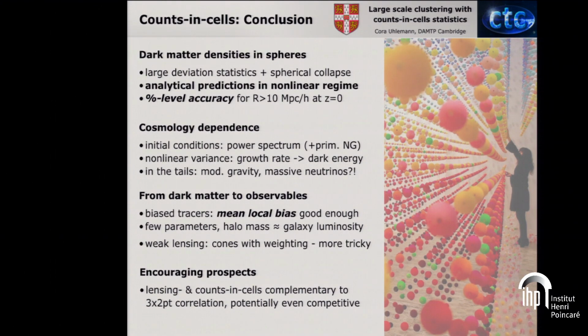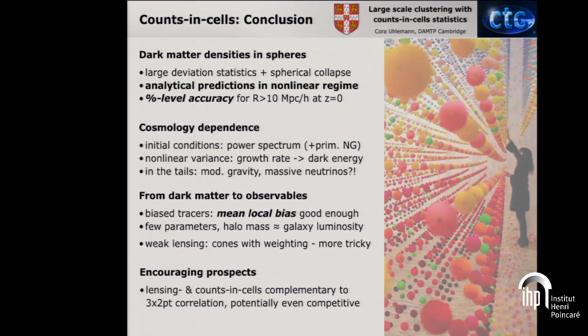I hope I convinced you that counts and cell statistics are interesting and actually one playground where we can really take advantage of the nonlinear solution of spherical collapse to get percent accurate predictions for densities in spheres above 10 megaparsec. And that's quite remarkable because it's really an analytical theory. So then we of course need to assess what is the cosmology dependence, and I hope I convinced you that there's interesting cosmology dependence in this PDF, hence we can probe cosmology if we look at this.